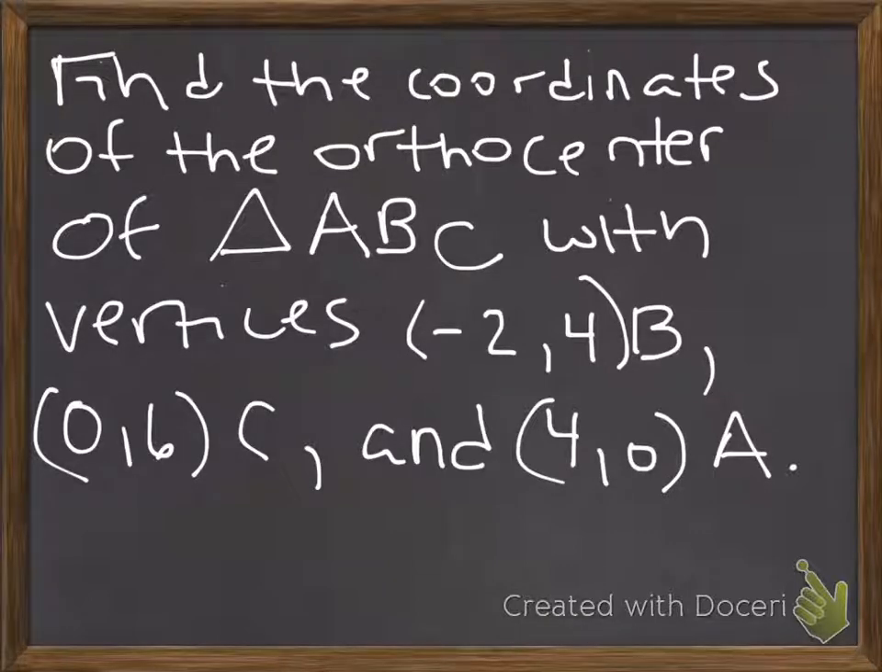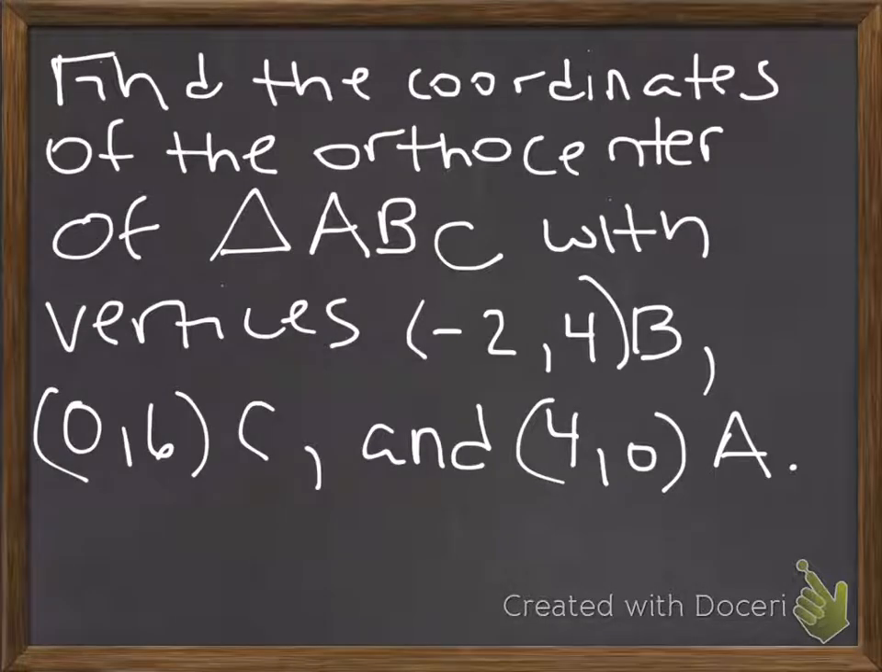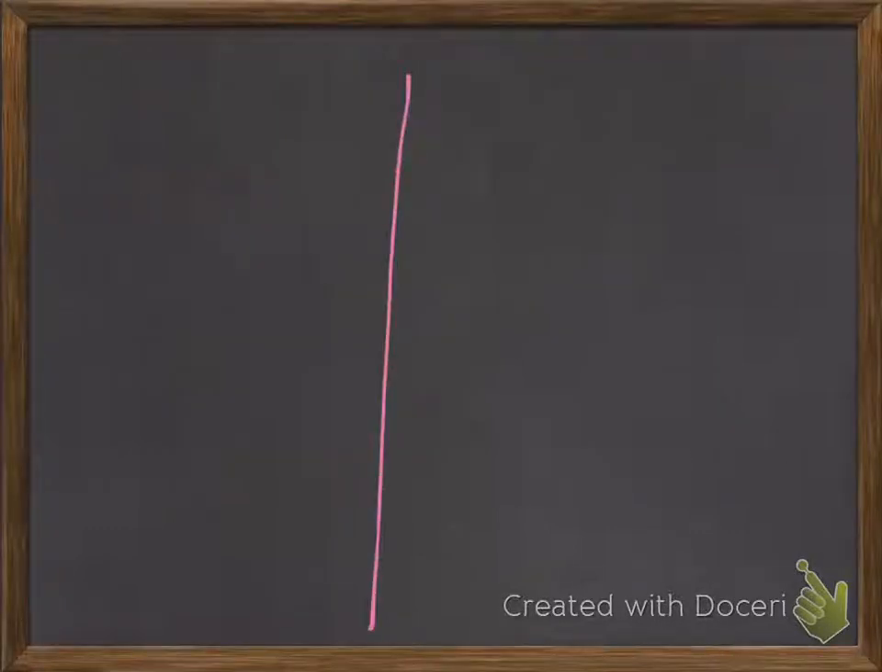Makes it easier, it's straighter, but again, I don't have access to graph paper on here, so I'm going to do the best I can to show you without graph paper what the steps are. So let's start. We have triangle ABC, and we would graph that first. So triangle ABC has 0, 6, 4, 0, and negative 2, 4.